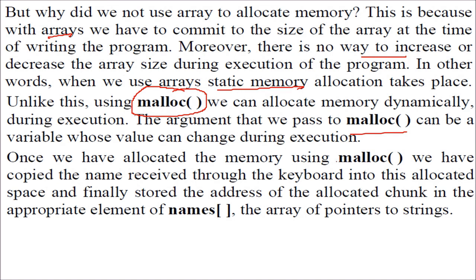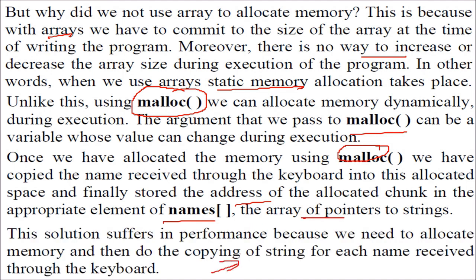So once we have allocated the memory with malloc, we copy the name received through the keyboard into the allocated space, and then we finally store the address of the allocated chunk in the appropriate name. First we allocated the memory, then that chunk was assigned to the name. That is the array of pointers to strings. So this has some performance issues, because allocation of memory takes some time, and then the string is copied into it. So it has some performance issues.